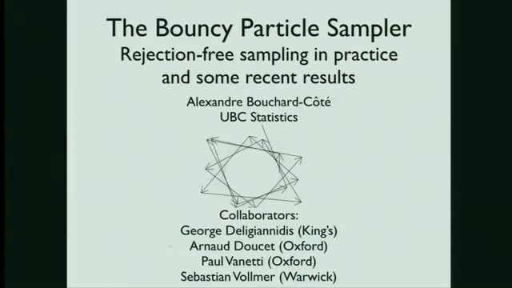What we describe in the JASA paper that's in press. And then the second half will be some new developments. Some of them are methodological and some of them are more on the theoretical side. But to make the talk self-contained, I'll start with the basics.